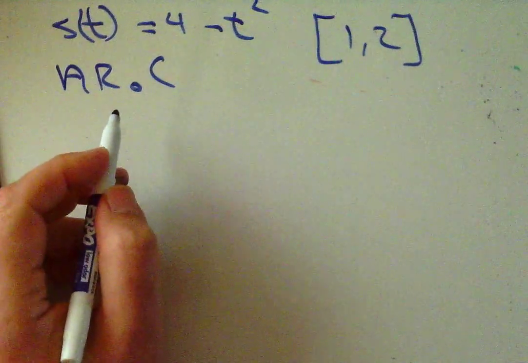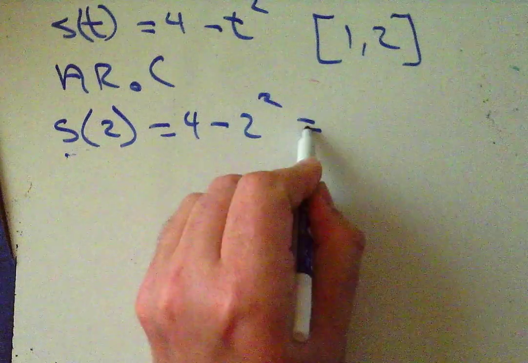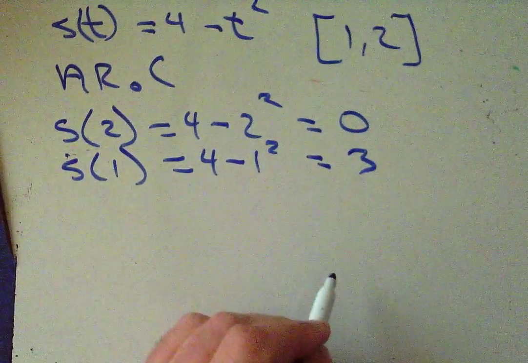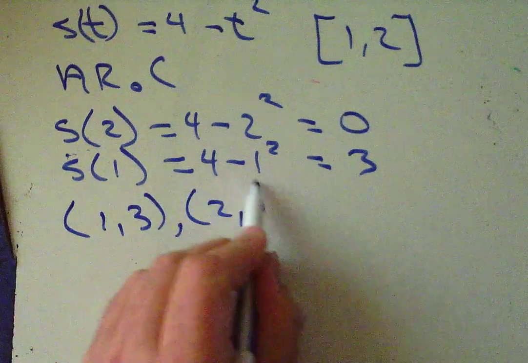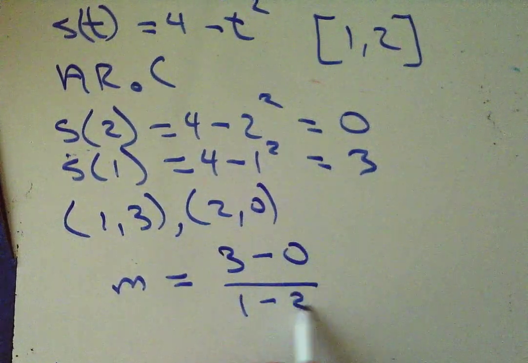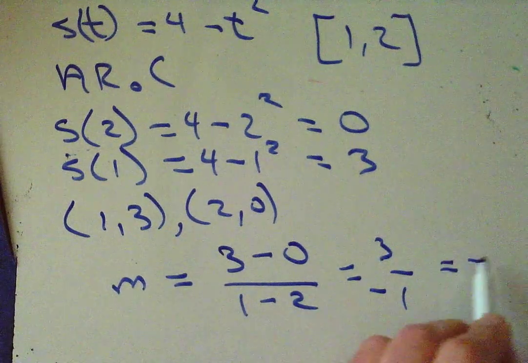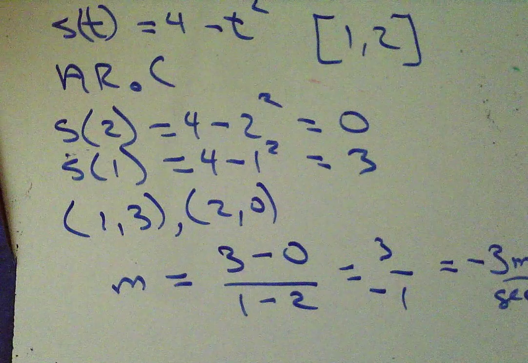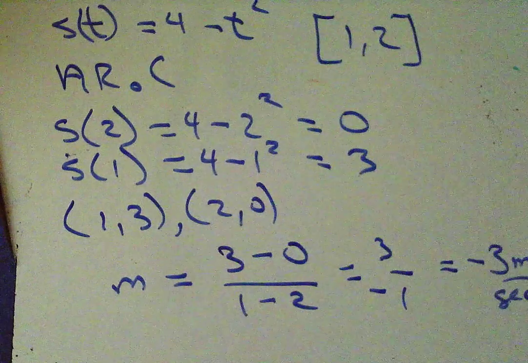Okay, welcome back. I hope that went a little easier for you. I need s of 2, and I need s of 1. And so now I've got these ordered pairs, (1, 3) and (2, 0), and I can use my slope formula. 3 minus 0 over 1 minus 2 is 3 over negative 1, or negative 3. Don't forget the units, meters per second. That's even steeper than it was from 0 to 2. Well, let's go back and look at that graphically and see why that makes sense.